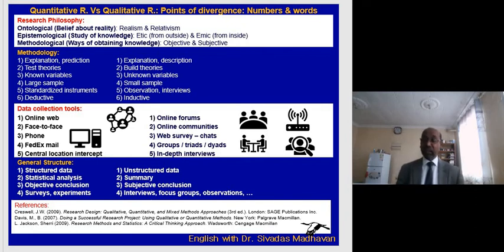And the last point is, quantitative research makes use of survey methods, experimental methods, etc. But qualitative research always depends on interviews, focus group discussions, observation, etc. So these are the technical differences between quantitative research and qualitative research.